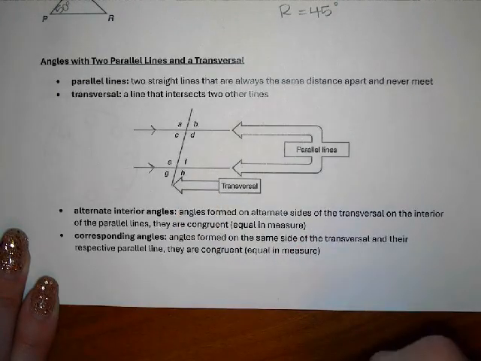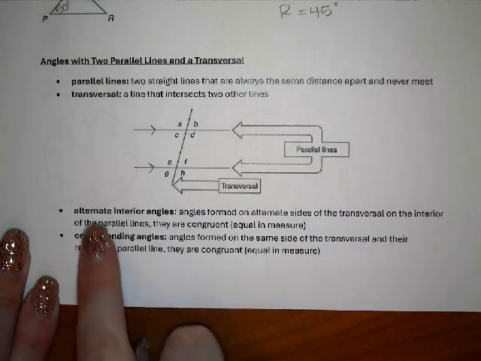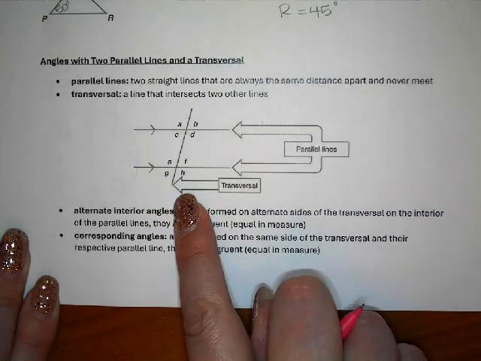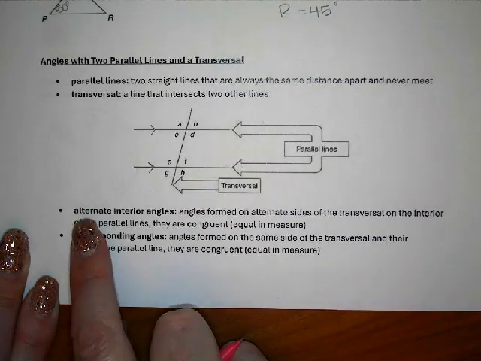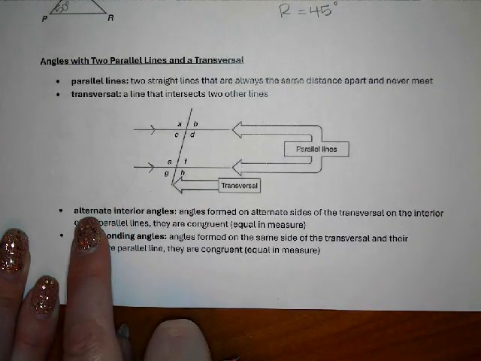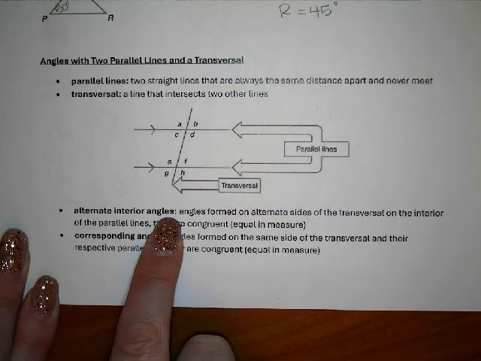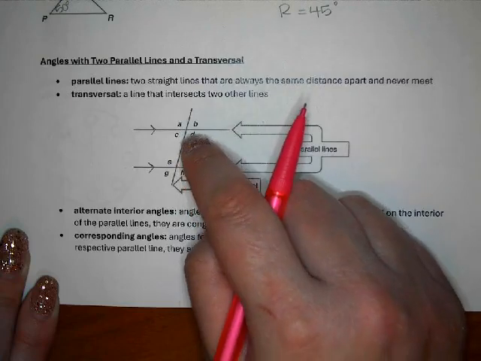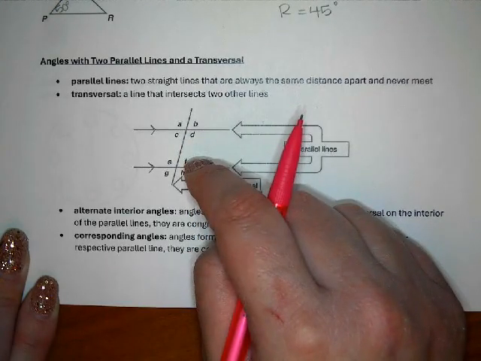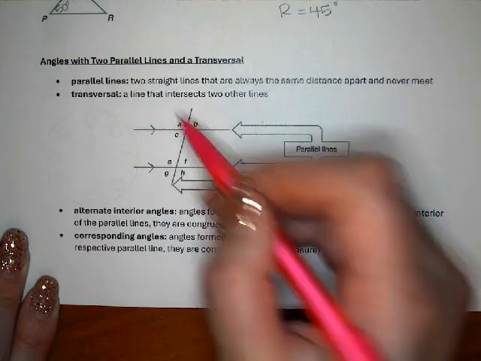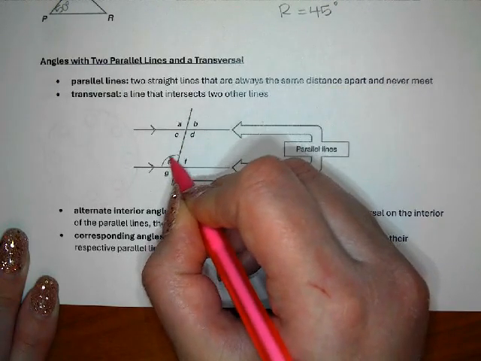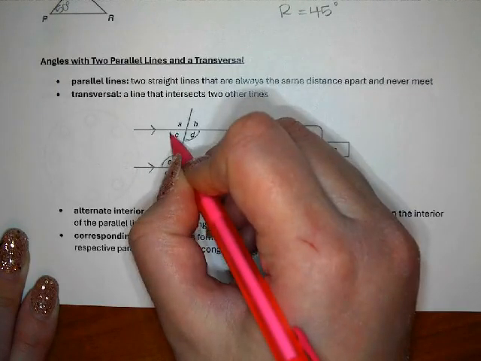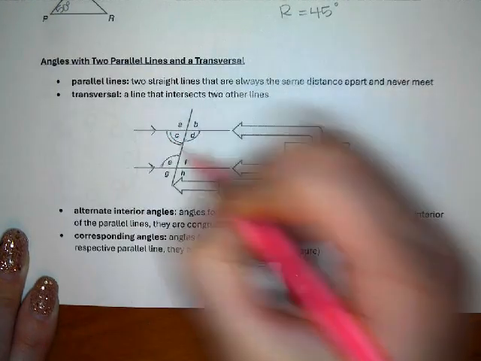Now, when you have two parallel lines and a transversal that cuts into them, you'll notice two things about the angles. One is that alternate interior angles are congruent. So when we talk about the angles that are in between the parallel lines, the angles that are alternating sides of each other are the same. So angle E is the same as angle D, and angle C is the same as angle F. So that's one thing we'll notice.